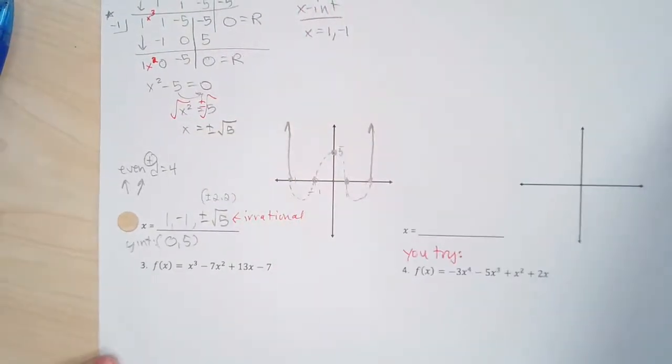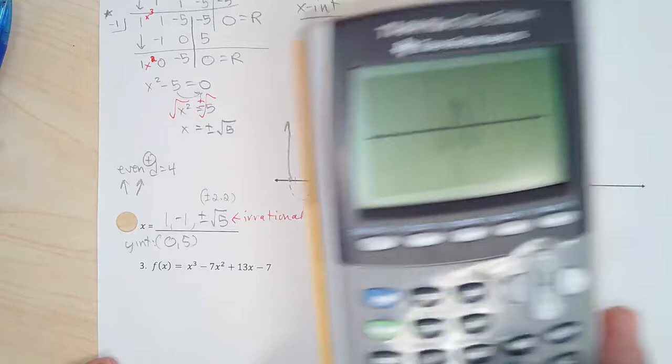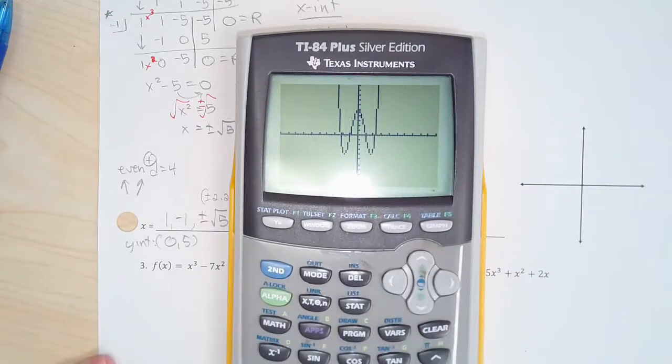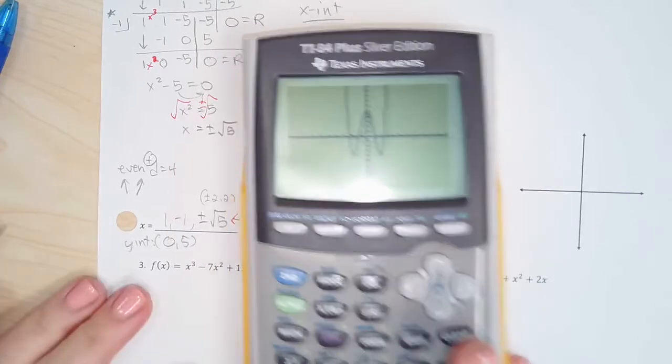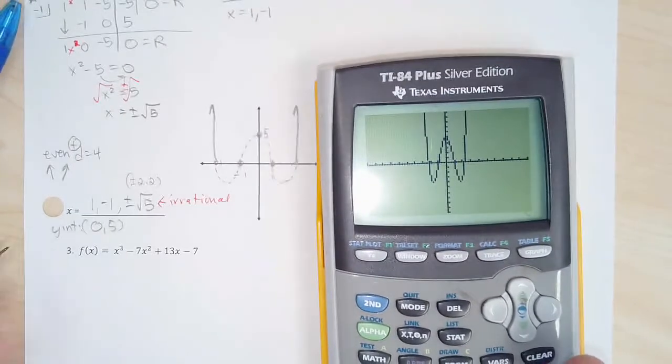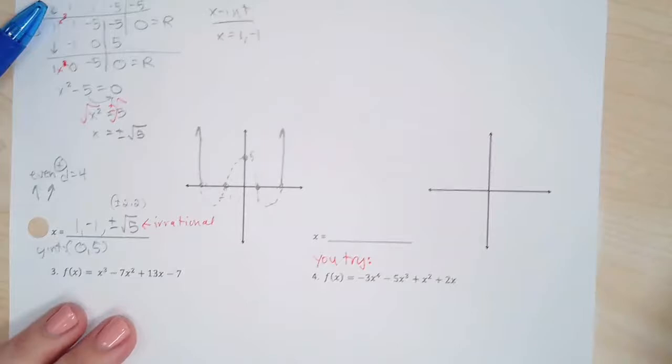So that is the graph, and the last thing we were asked to do is to sketch it using the graphing calculator. So I've already done it for you, but there you see it on the graphing calculator, and it does look like what we came up with approximately. We're going to look at number 2 next.